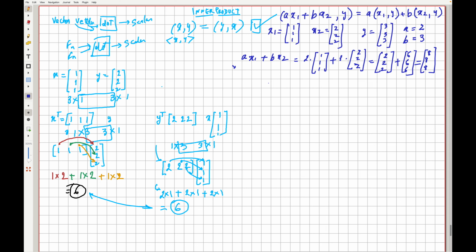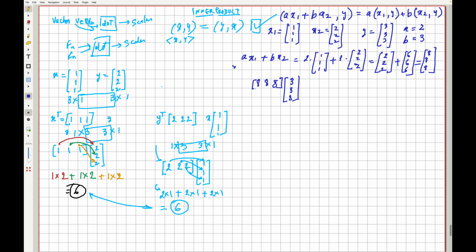And then we say that we are going to dot that with y, and to dot it with y we of course would have to perform the transpose, so let's say we transpose it and put it as a row vector 8 8 8, and then we dot that with y, which is 3 3 3.